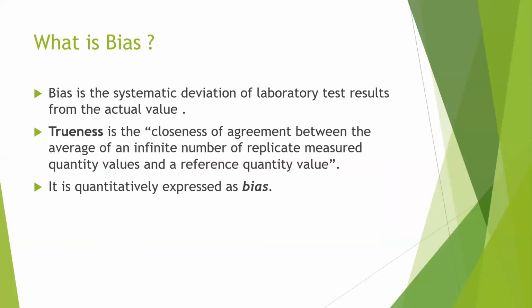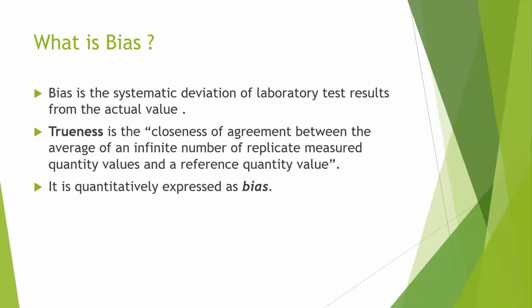The first topic of these three today is bias. So what is bias? Bias is the systematic deviation of laboratory test results from the actual value. There is another closely used word called trueness. So what's the difference between the two? Trueness is the closeness of agreement between the average of an infinite number of replicate measured quantity values and a reference quantity value. And bias is the quantitative expression of trueness.